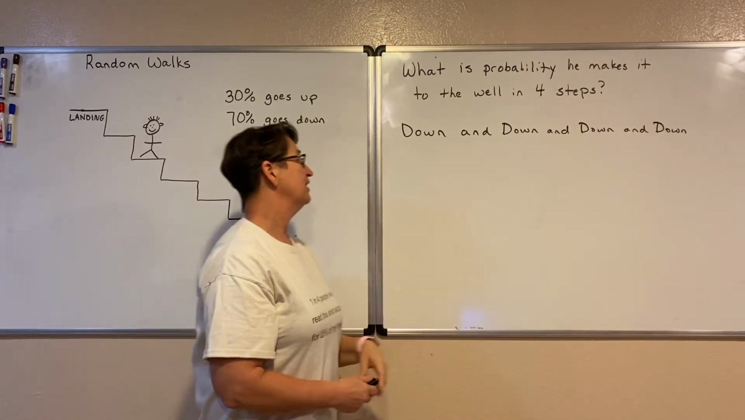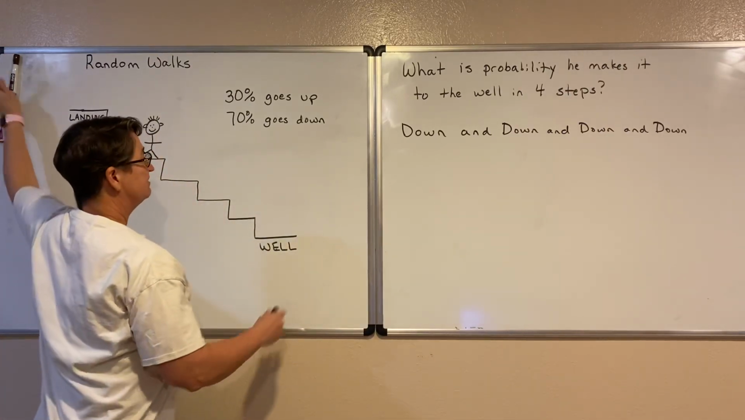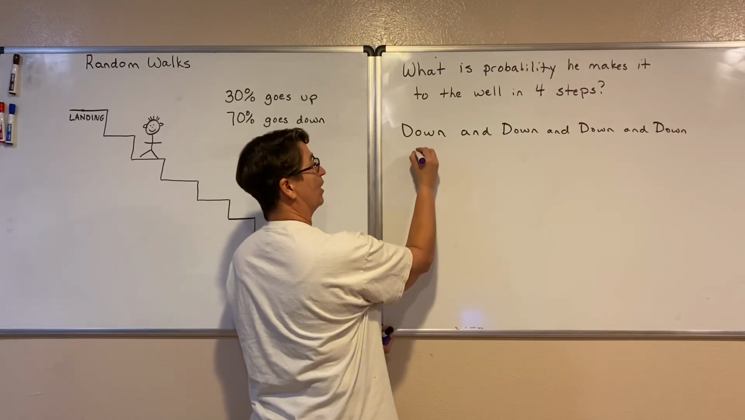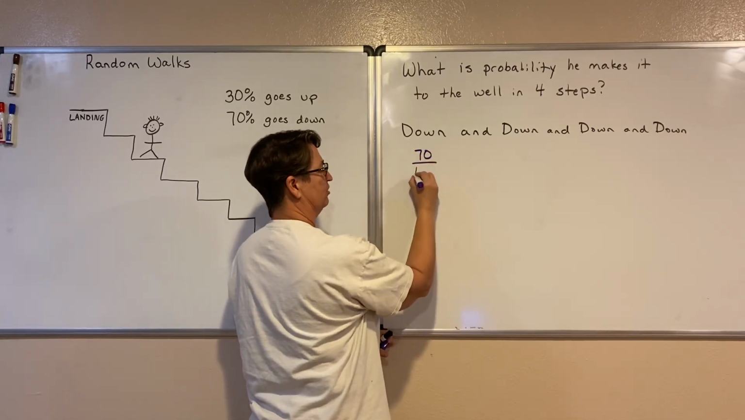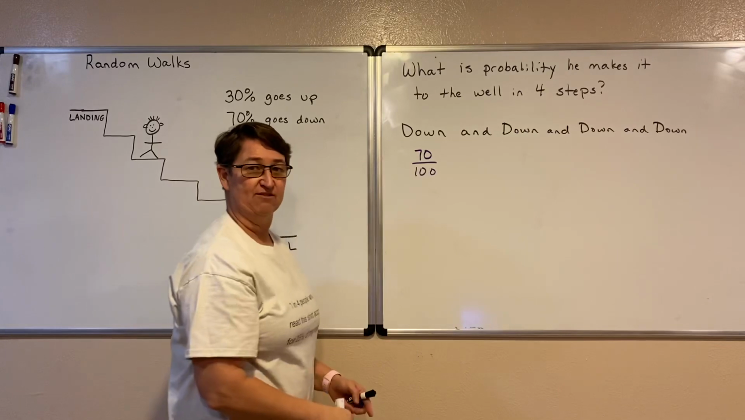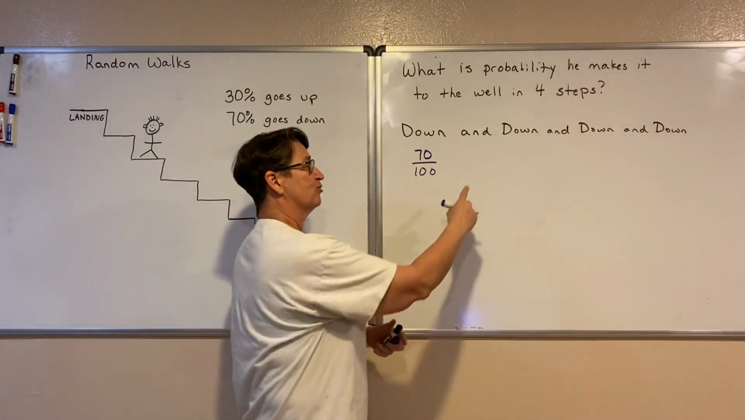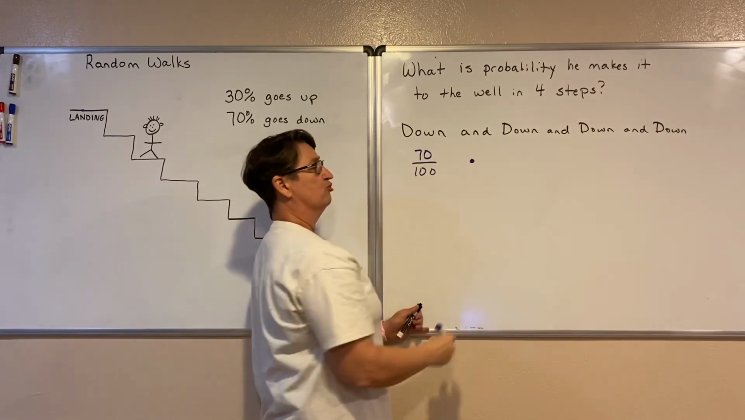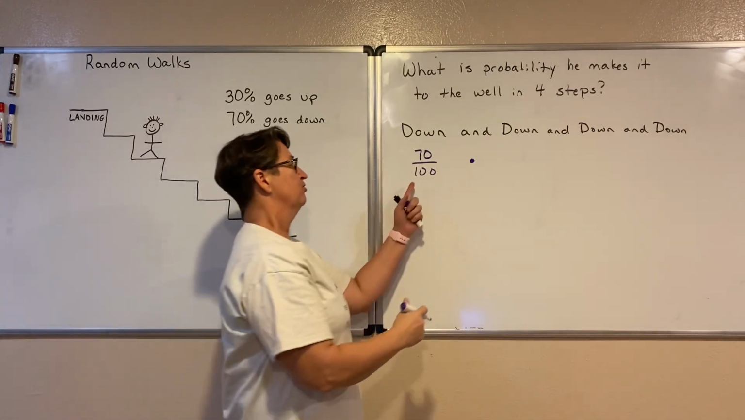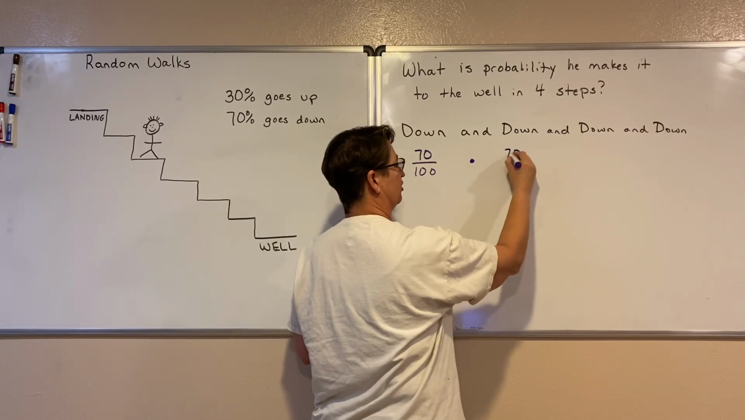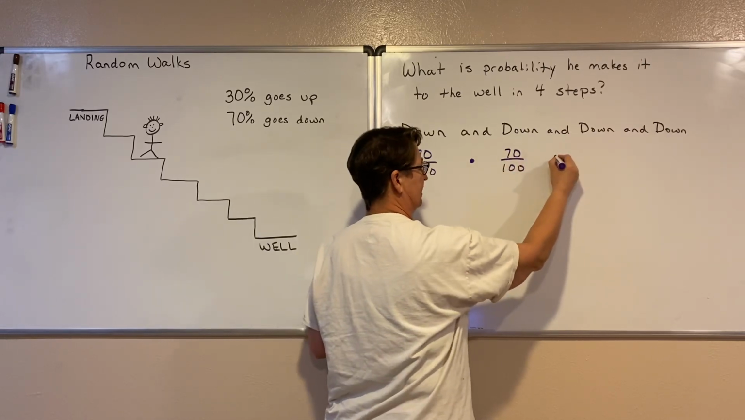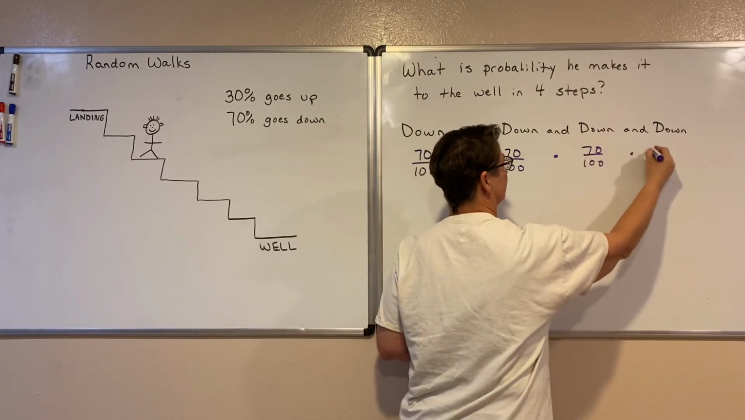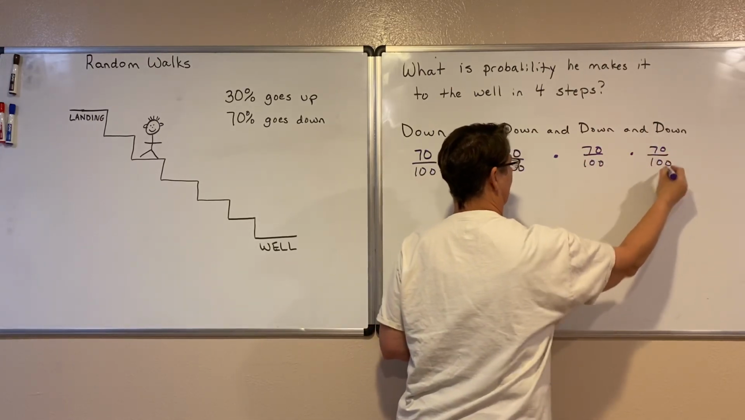The probability that he goes down is 70% every time. I like to write my percents as fractions, so I'm going to write 70% as 70 over 100. When dealing with probability, when I see the word and, I think of multiplication. So I'll multiply: 70% that he goes down, and another 70% that he goes down again, and 70% that he goes down again, and 70% that he goes down that last time.